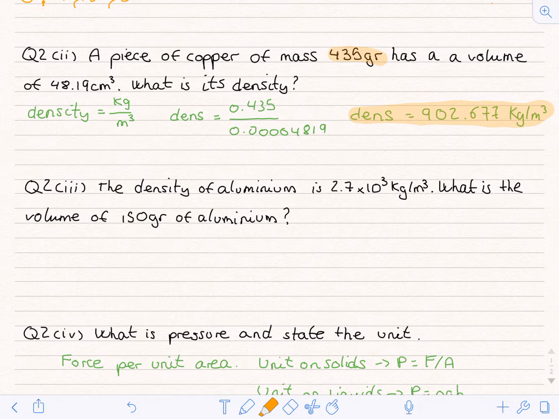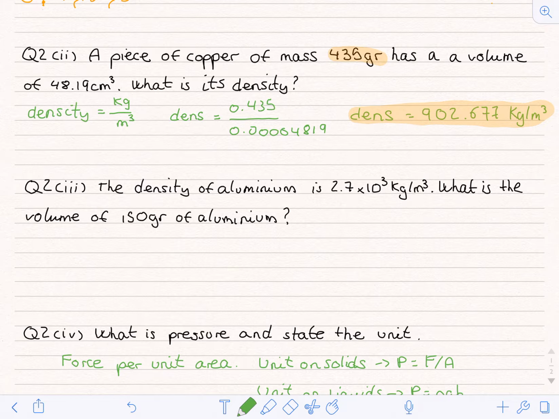Let's say now the density of aluminium is 2.7 by 10 to the 3. Now it's telling us the volume. No, it says that the volume. Oh yeah, it's asking us for the volume of 150 grams of aluminium.